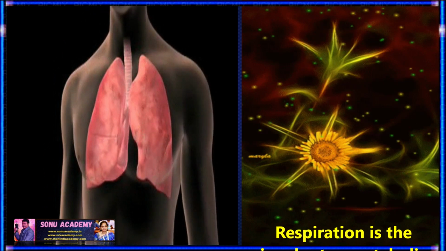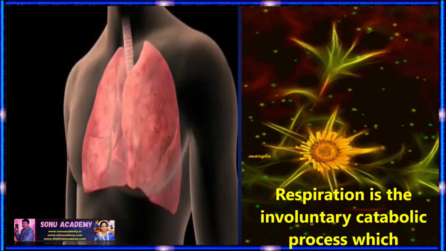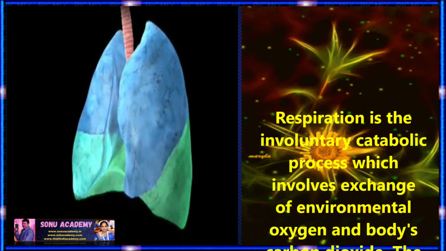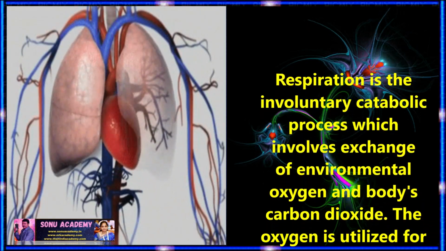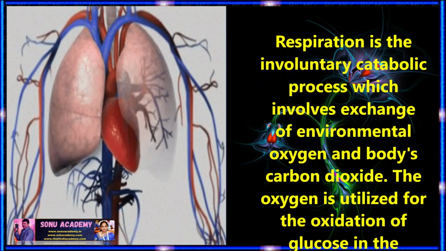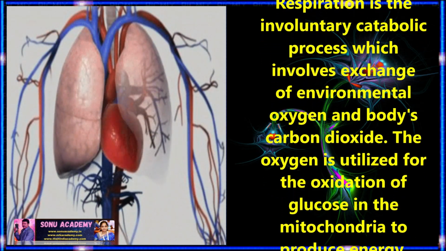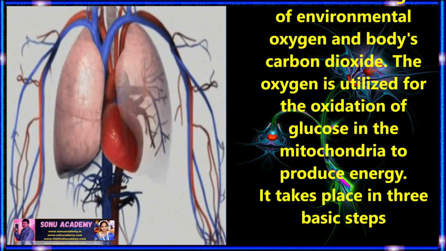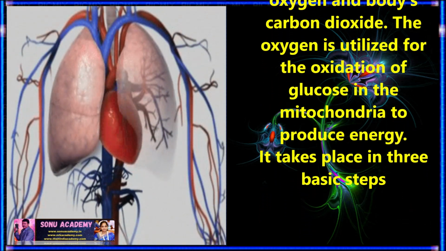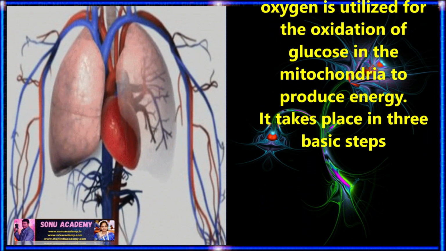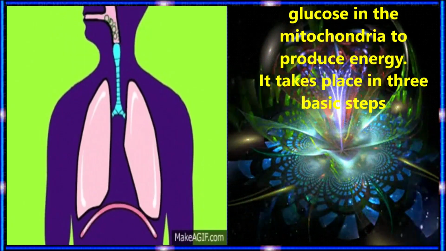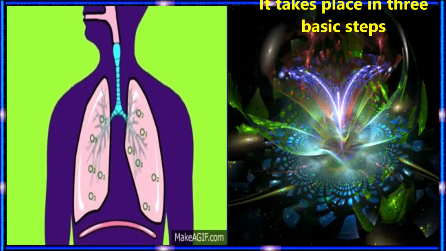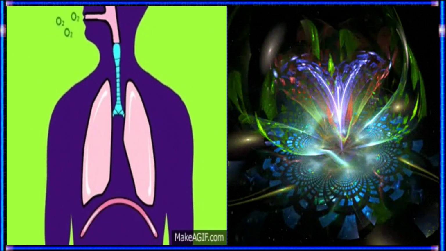Children, let us look into the breathing and exchange of gases. Respiration is the involuntary catabolic process which involves exchange of environmental oxygen and the body's carbon dioxide. The oxygen is utilized for the oxidation of glucose in the mitochondria to produce energy. It takes place in three basic steps. First one is pulmonary ventilation, second one is external respiration, third one is internal respiration.